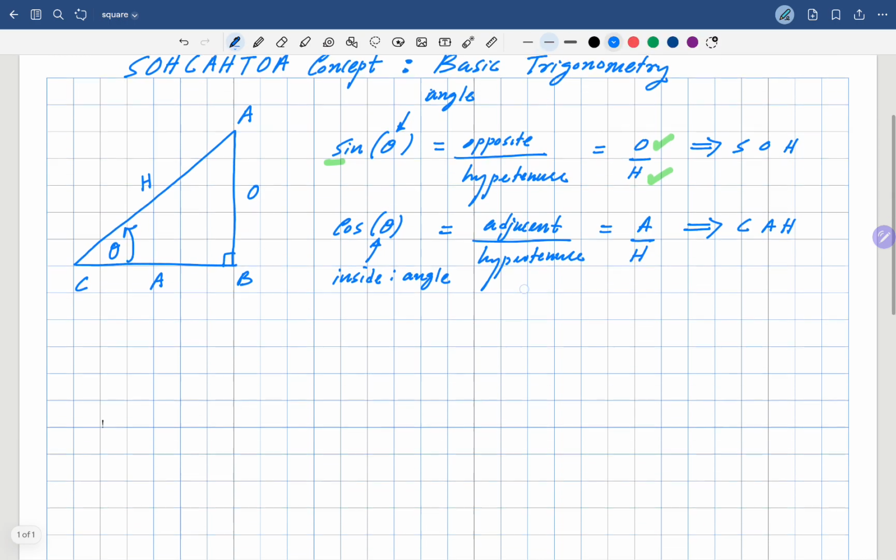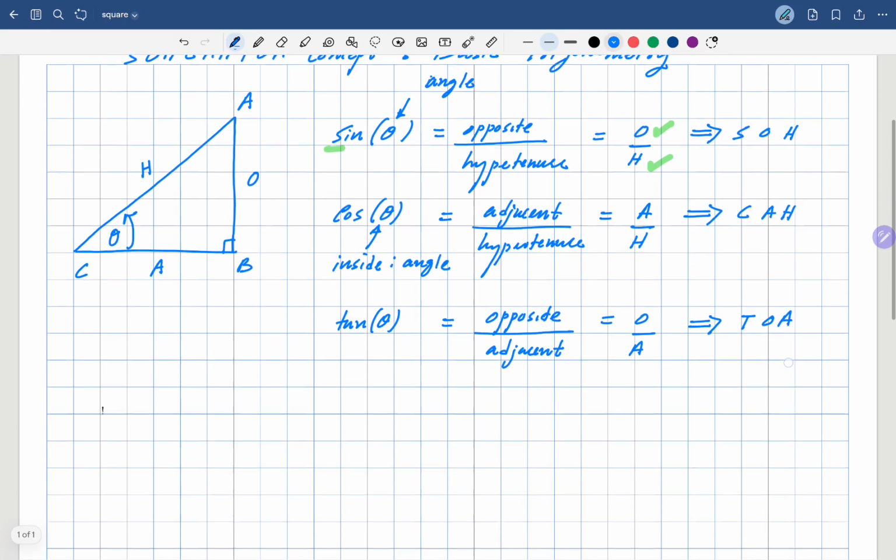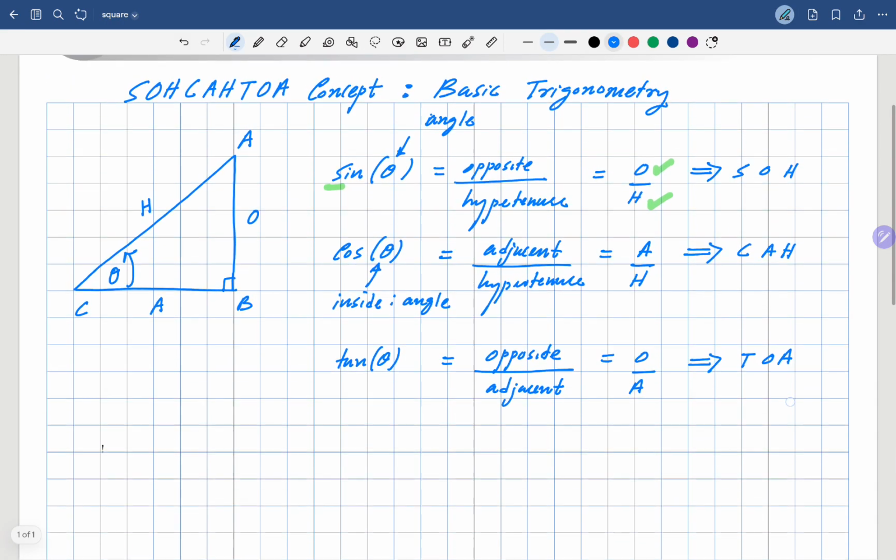Now we will try to understand the tan. So tan theta is equal to opposite side divided by adjacent side. So O divided by A. So that is TOA, TOA term. So this is how we define basic trigonometric identities.